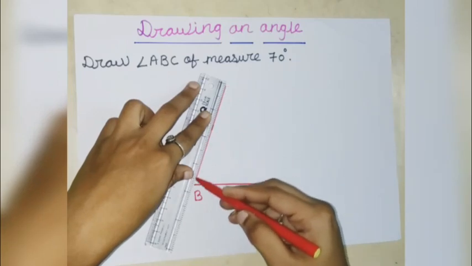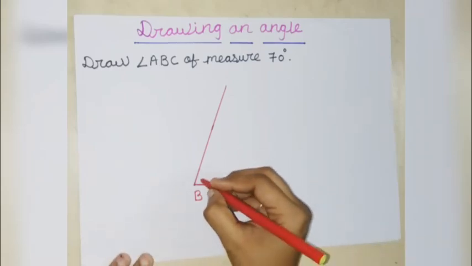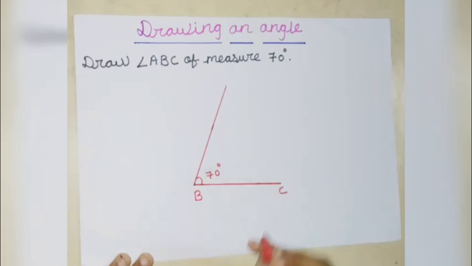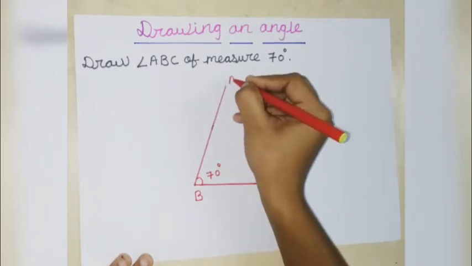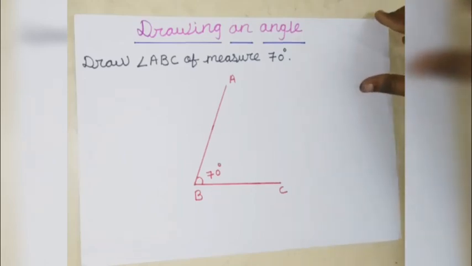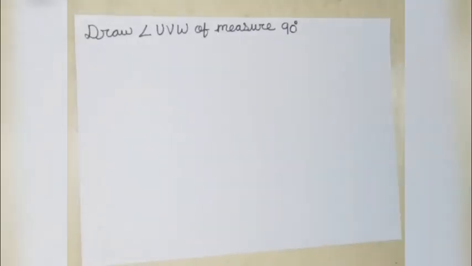Now, children, we can extend the line. So I am going to extend the line. Right here, 70 degree. Okay, children. So, angle ABC is angle of measure 70 degree. We will see the next question.